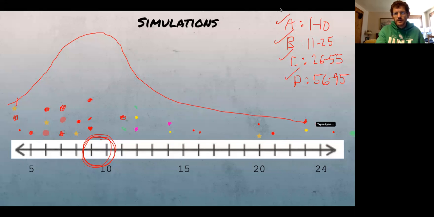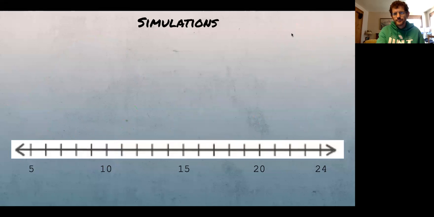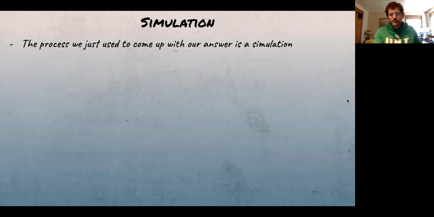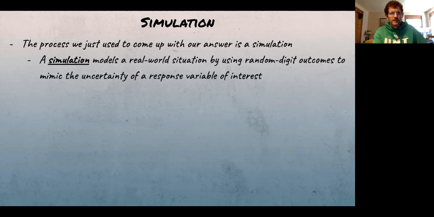I'm going to clear all this because we're going to get a little bit of understanding, and then I'm going to show you an example from the textbook. Okay, so this is just some definitions and textbook knowledge, but it's good to know, to debrief on it. A simulation models a real-world situation by using random digit outcomes to mimic the uncertainty of a response variable of interest. That's a pretty good definition, but it gets a little wordy.